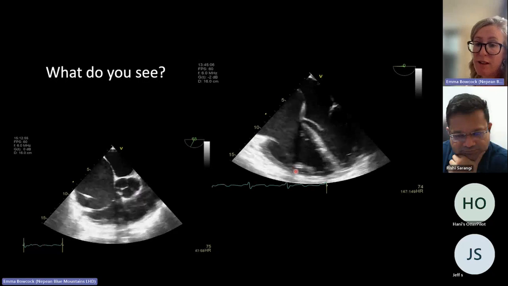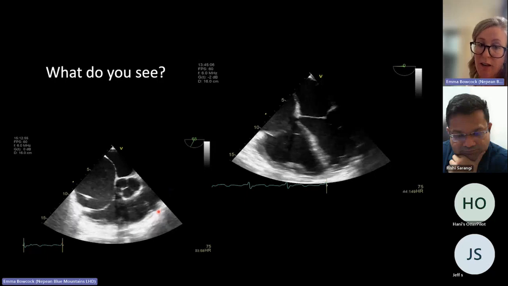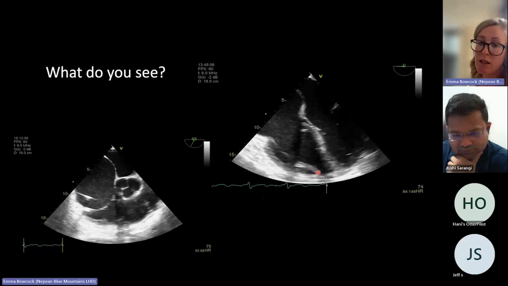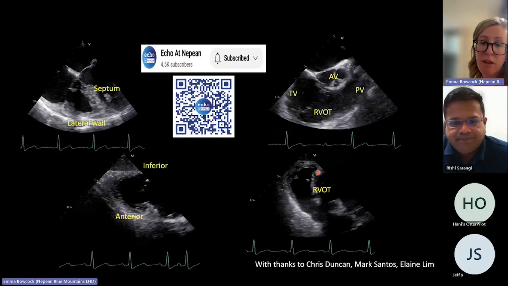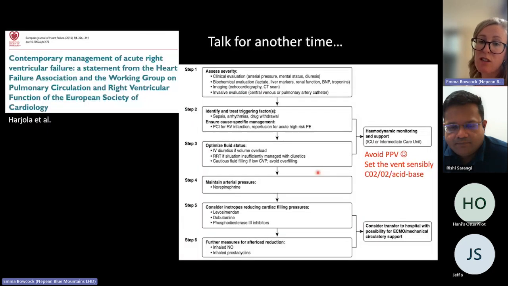I just want to point out as well, though, that this free wall of the RV, the lateral wall of the RV, compared to the RV outflow tract, the RV outflow tract is better, isn't it? It's a bit more preserved than what's happening here, just that regional thing we talked about at the beginning as well. I did a quick video on a really quick assessment of the RV with TOE that you can watch on our website. I think it's quite useful as a live recording, just going over some basic principles of what you would look at. And this chap had all the hallmarks of RV dysfunction, both clinically, hemodynamically, and on echo. And he actually just got better with, again, simple strategies.